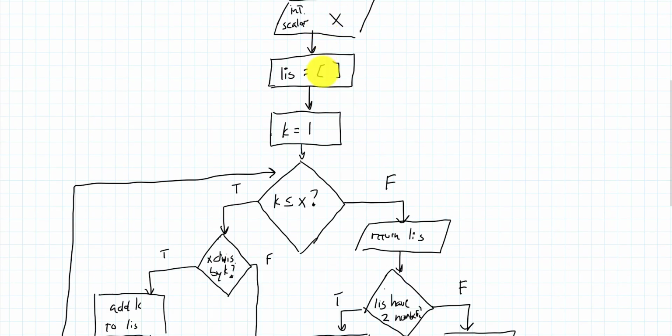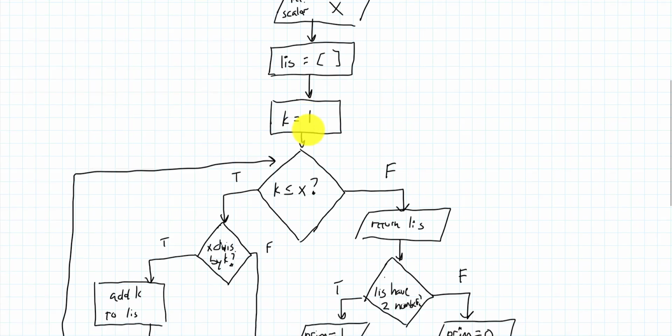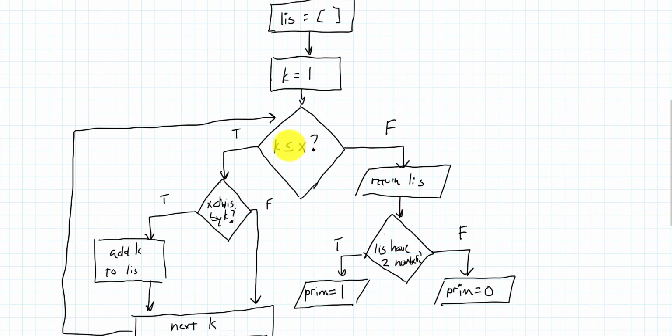If our input is 6, we'll establish an empty list here. Initialize k to 1. Is 1 less than 6? Yes. Is 6 divisible by 1? Yes. Put 1 on the list. Next k, 2. Is 2 less than 6? Yes. Is 6 divisible by 2? Yes. Add 2 to the list. 3. Yes, it's divisible. Add it to the list. 4. 4 is less than 6, but 6 is not divisible by 4. So we go down to false.